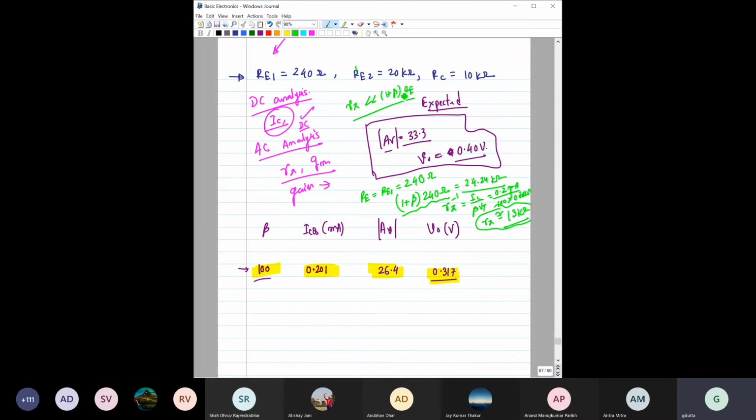So we are getting that error because of this effect of RE and the high value of R pi, right? So you understand why we are getting lower gain. Now tell me, what can we do so that we can still improve the gain?